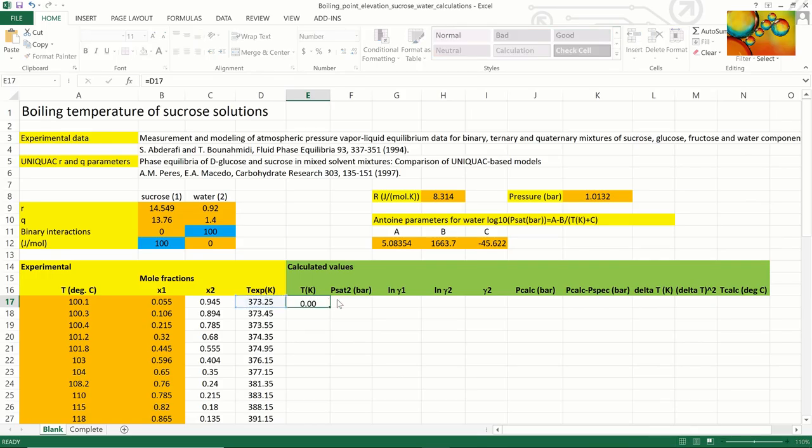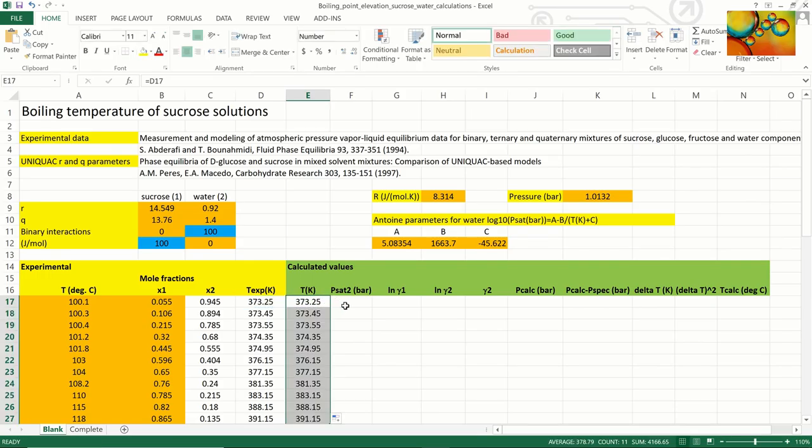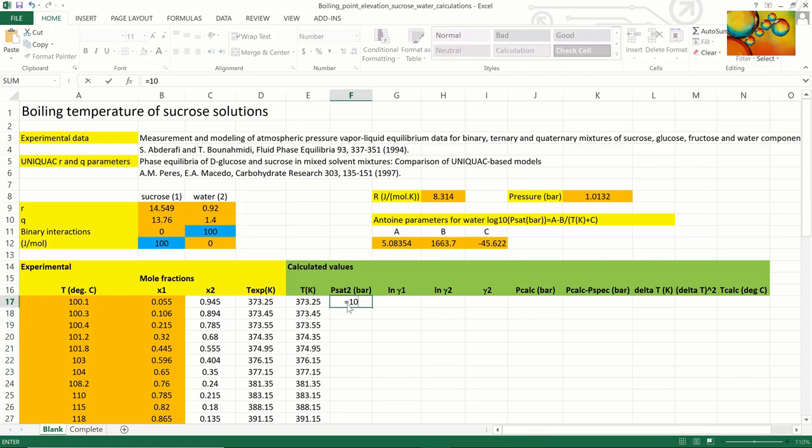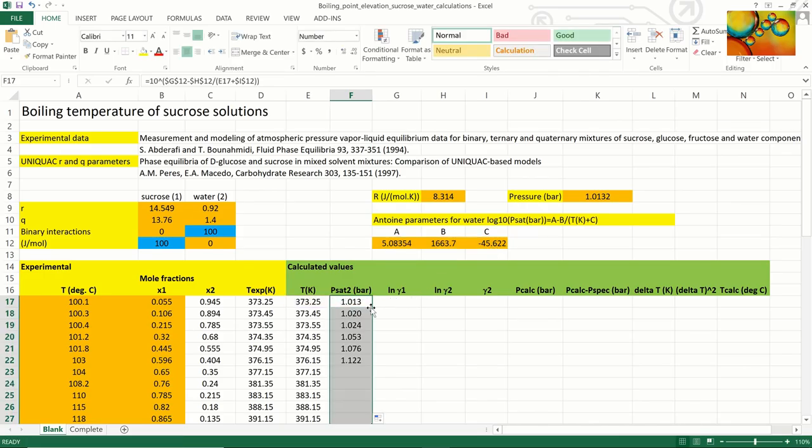And here we'll start with the calculated values. We need to calculate temperature, and for the initial guess, we'll use the experimental values. For the vapor pressure of water, we'll use the Antoine equation, whose parameters A, B, and C are given. So here, A minus B divided by T in Kelvin plus C. Here we are, and we lock A, B, and C with F4 for the first point, for all of them.